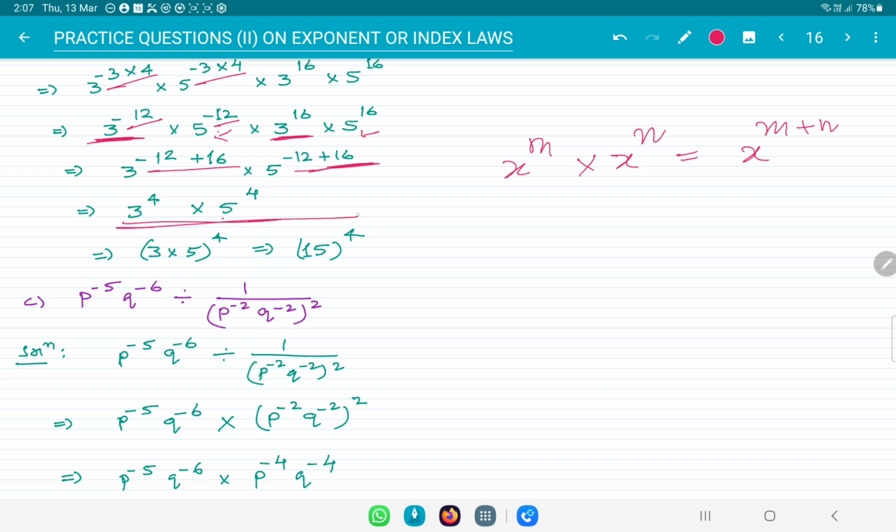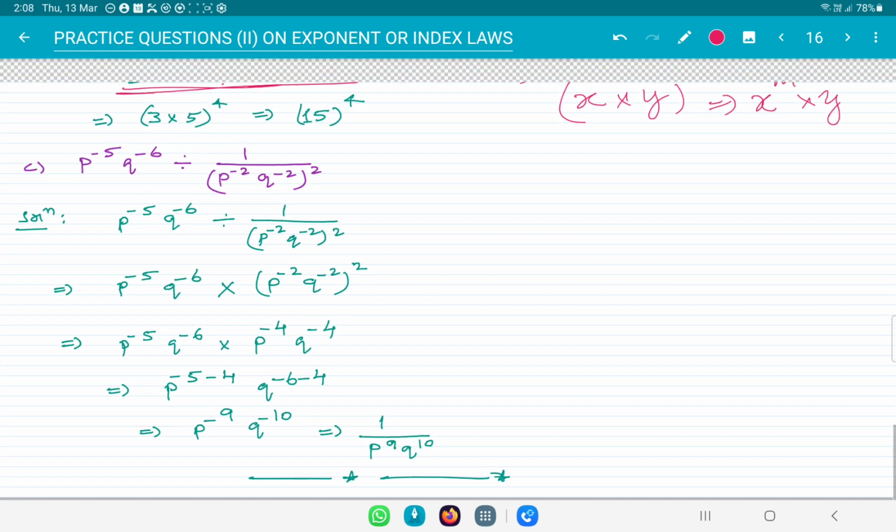Now see here, our bases are not the same. So which formula are we using? x into y whole raised to the power m. So we have to write individually x raised to the power m, y raised to the power m. So by using this formula, we can write our final answer in the form of 15 raised to the power 4. Okay.